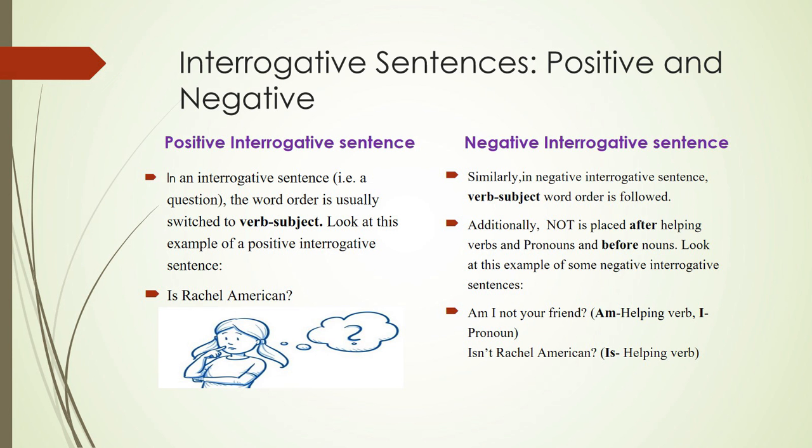Whereas, in a negative interrogative sentence, the word order is verb plus not plus subject. For example, isn't Rachel American?